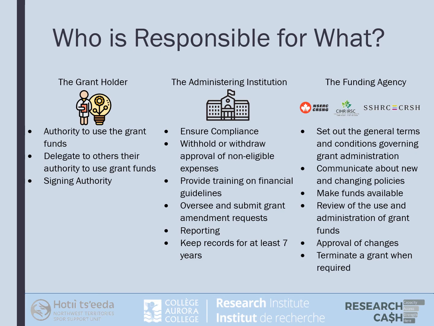The funding agency is, of course, one of our tri-agency funding agencies. So the grant holder has the authority to use and grant the funds. They can delegate to others their authority to use grant funds. They have signing authority to authorize grant expenses and any charges or adjustments made to the grant account.